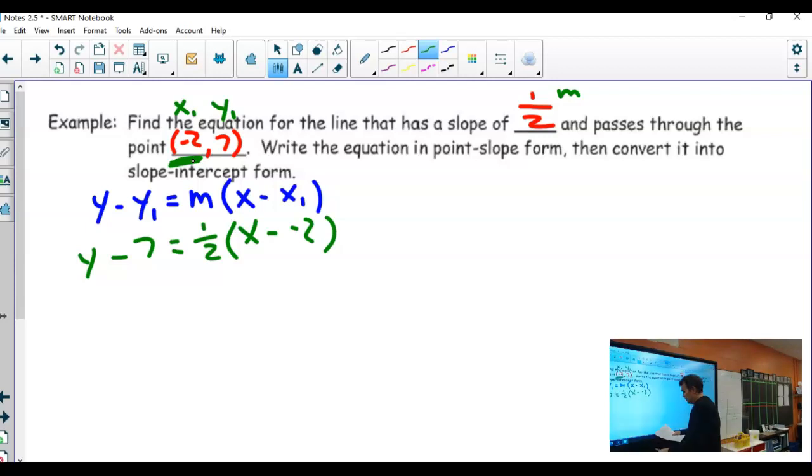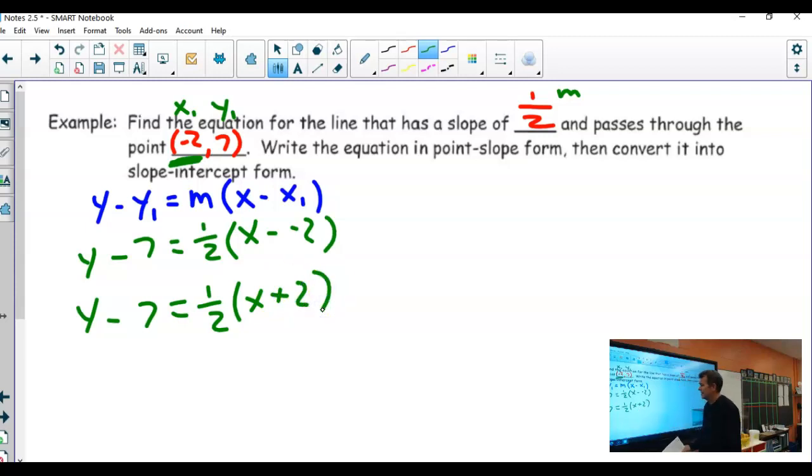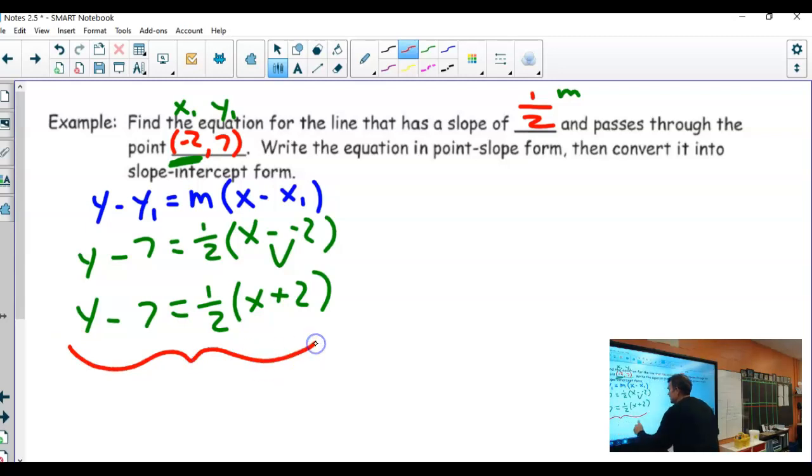And I could simplify that minus -2, right? That would actually be y minus 7 equals 1/2 times x, and minus a negative number is +2. And as you get used to this, you will never write minus negative. You'll just write +2, because when you subtract a negative, it's really plus, right? And you're done. I mean, this thing right here is point slope form.